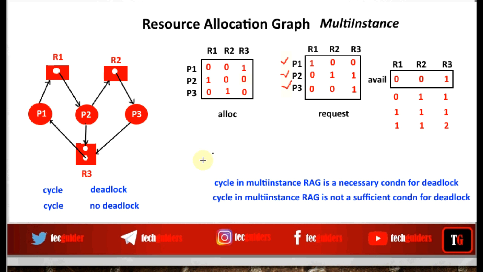So to generalize, in single instance resource allocation graph and in multi-instance resource allocation graph, a cycle is a necessary condition for deadlock. Means if there is deadlock, there will be a cycle in the graph. And in single instance resource allocation graph, a cycle is a sufficient condition too. Means if there is a cycle in the graph, there will definitely be a deadlock state. But in multi-instance resource allocation graph, a cycle is not a sufficient condition for deadlock. Means if there is a cycle in the graph, we cannot confirm that there is a deadlock state.